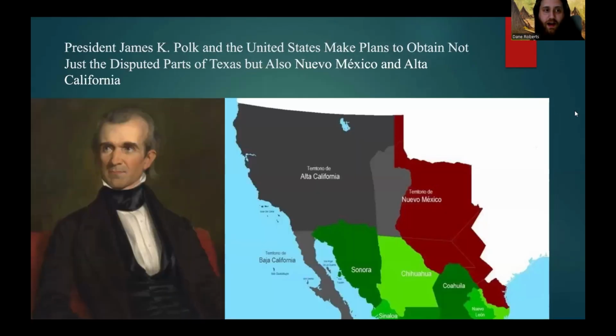And under this idea, President James K. Polk and the United States would begin to make plans to obtain not just disputed parts of Texas, which was generally the main focus at the time, because many white Americans believed that Texas was given to the United States as part of the Louisiana Purchase. But he would also begin to make plans to gain the Mexican provinces of Nueva Mexico and Alta California.